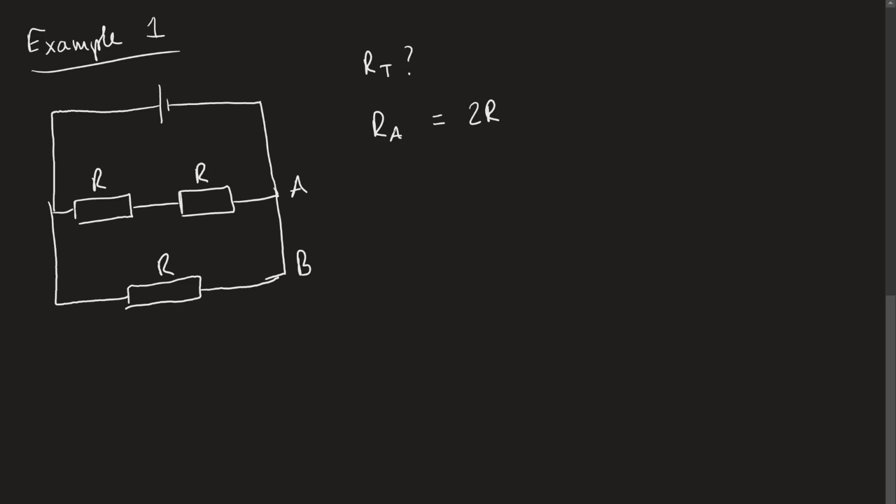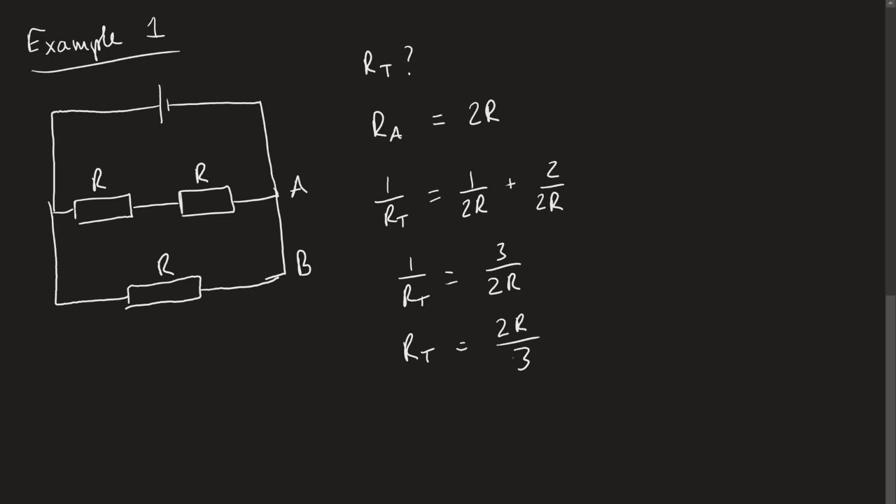But then RA is in parallel with RB, so we can say that 1 over the R total is going to be 1 over 2R, so this whole line here, plus 1 over R, which is just this line here. Now again we'd have to be algebraic, so if we want this to be over 2R, we have to multiply the top and bottom by 2. Then we can add these together and we'll see that 1 over the total resistance is just 3 over 2R, and now this is the reciprocal of the total resistance, so the total resistance is going to be 2R over 3 ohms.